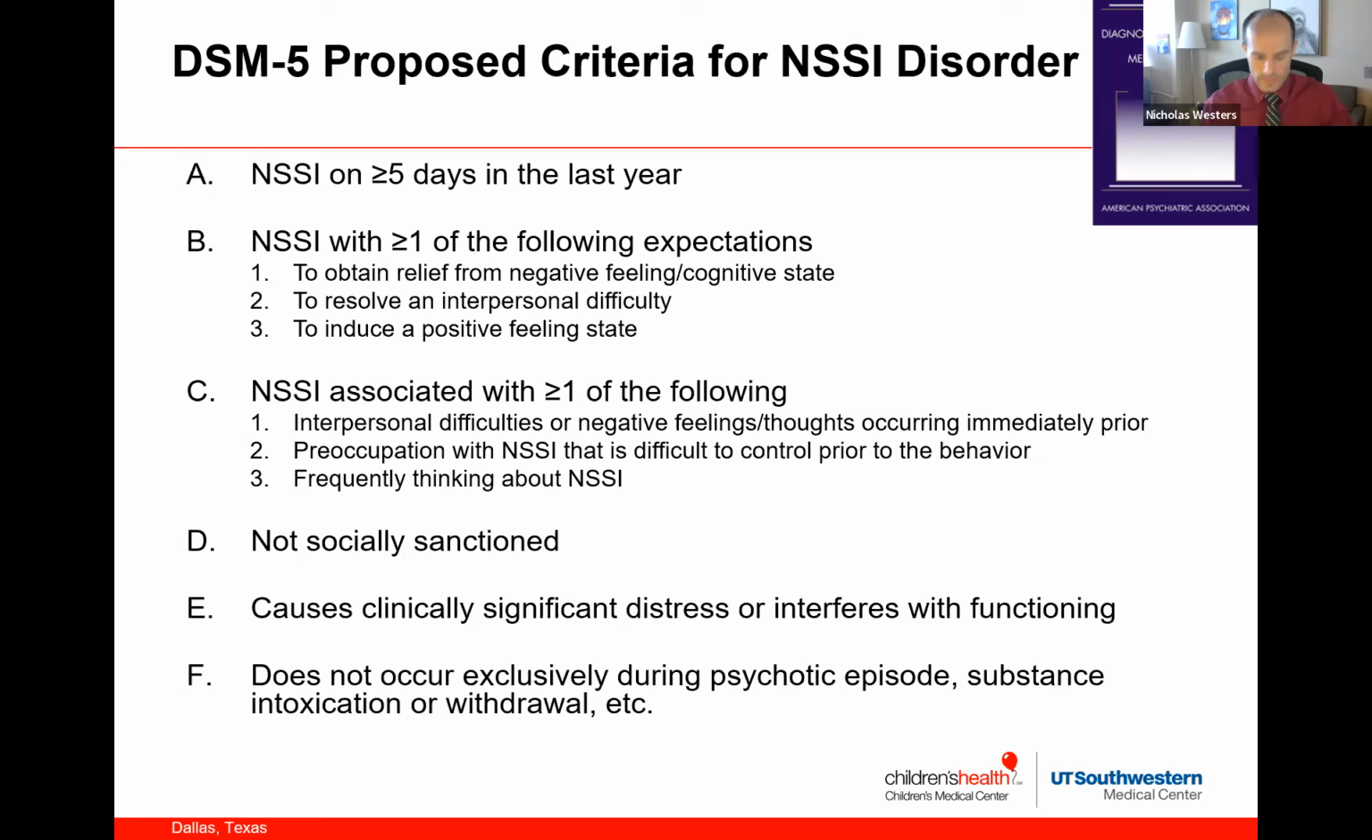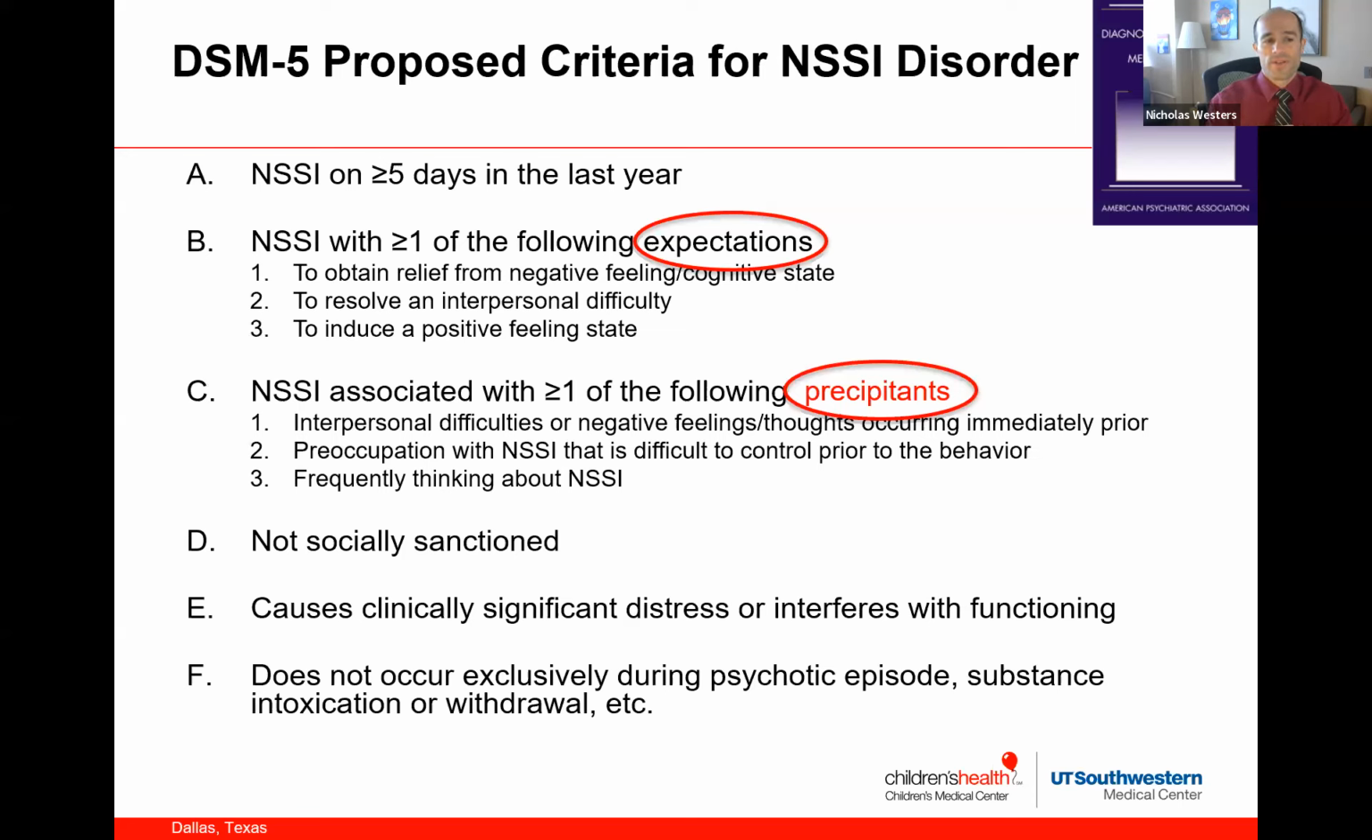And then if we look at criterion C, we looked at expectations in criterion B, C looks at the precipitants, the triggers, and almost all endorse criterion C1. It's like there's almost always some sort of precipitant that's either interpersonal or unpleasant feelings and emotions. So almost all. And then criterion C3, frequently thinking about NSSI, is actually the only symptom in studies that was associated with suicidal ideation. So for criterion C, there's some clinical utility in arriving at an NSSI diagnosis.